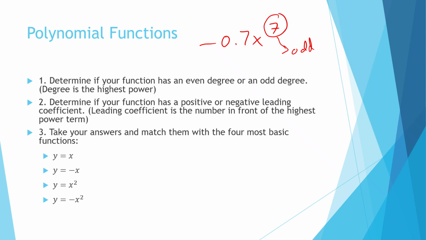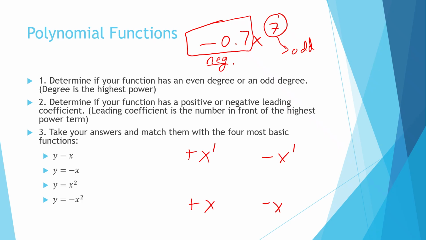And then determine if your function has a positive or negative leading coefficient, which is the number next to your highest term. That's going to be negative in this case. And then take your answers, which is negative and odd, and match it with one of the 4 most basic functions here. So it's either going to be plus or minus, positive or negative, and then x. And if it's an odd degree, right, the most basic odd number is 1.